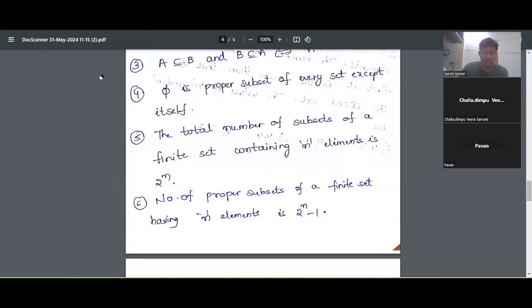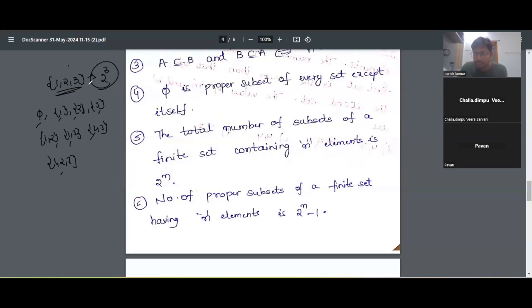So, for example, let's say a set has 3 elements. How many subsets can I form? Well, the empty set can be the first subset. Then the singleton subsets. Then {1, 2}, {1, 3}, {2, 3}, and finally {1, 2, 3}. So how many are there? 1, 2, 3, 4, 5, 6, 7, 8. So with 3 elements, the number of subsets is 2 raised to the power 3.